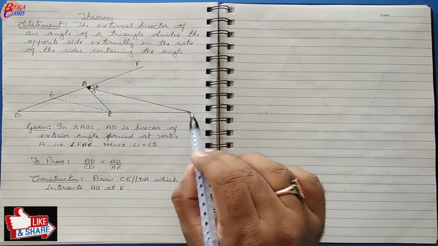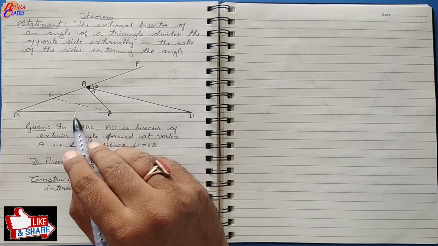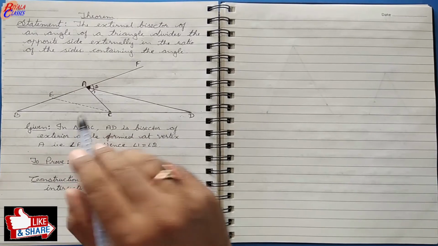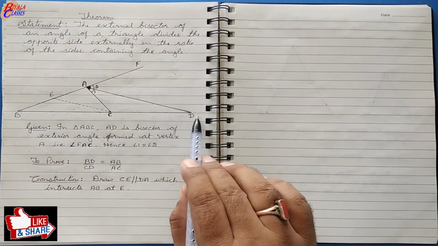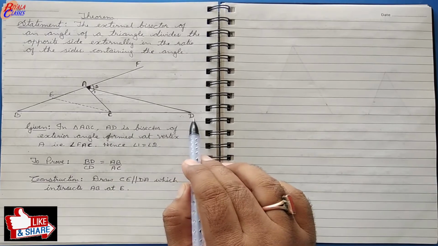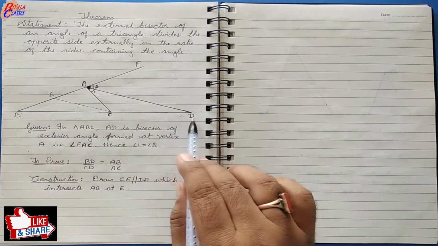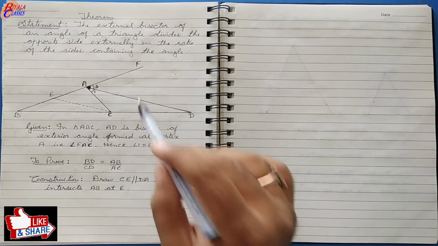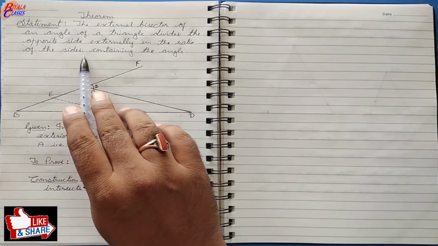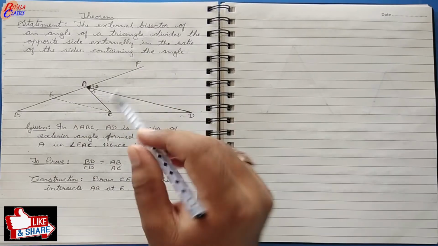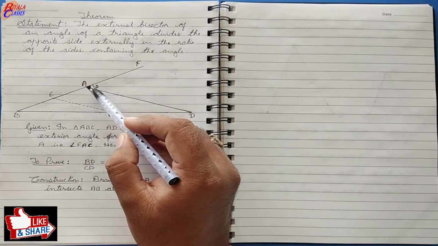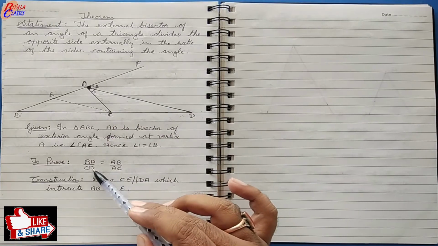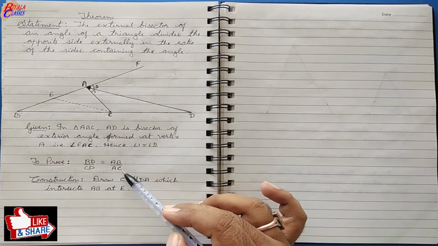So this point D divides the side BC externally. How is it divided? There are two parts, one is BD and the other part is CD. The ratio of these two parts, BD and CD, is the same as the ratio of the sides containing the angle, that is AB and AC. So BD upon CD will be equal to AB upon AC.